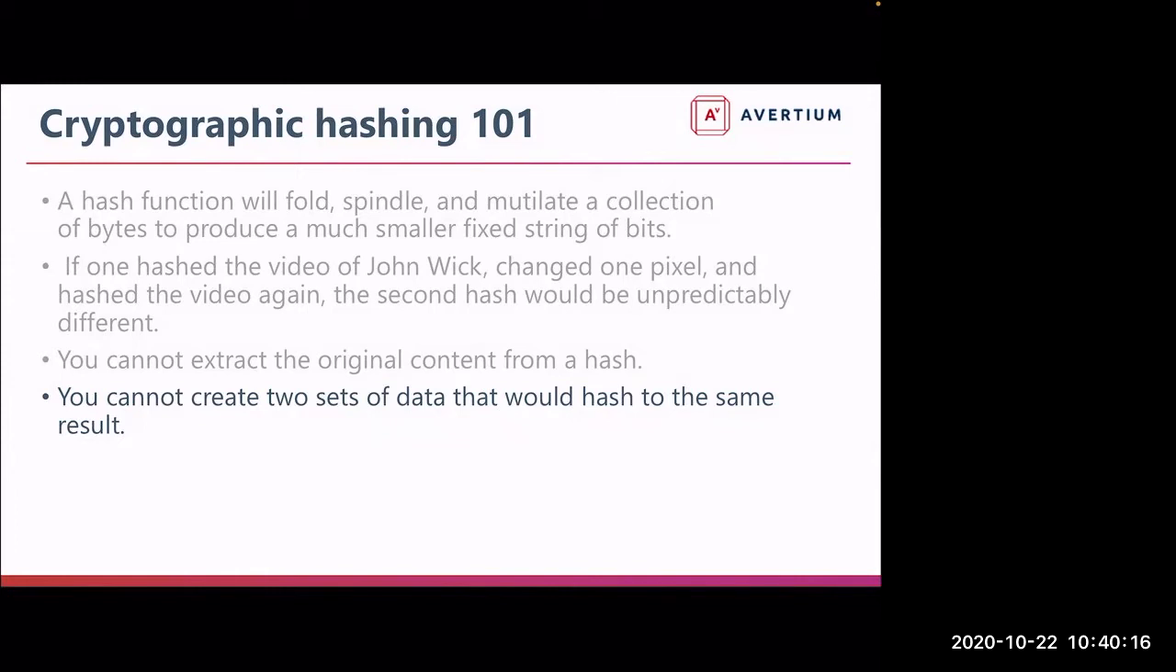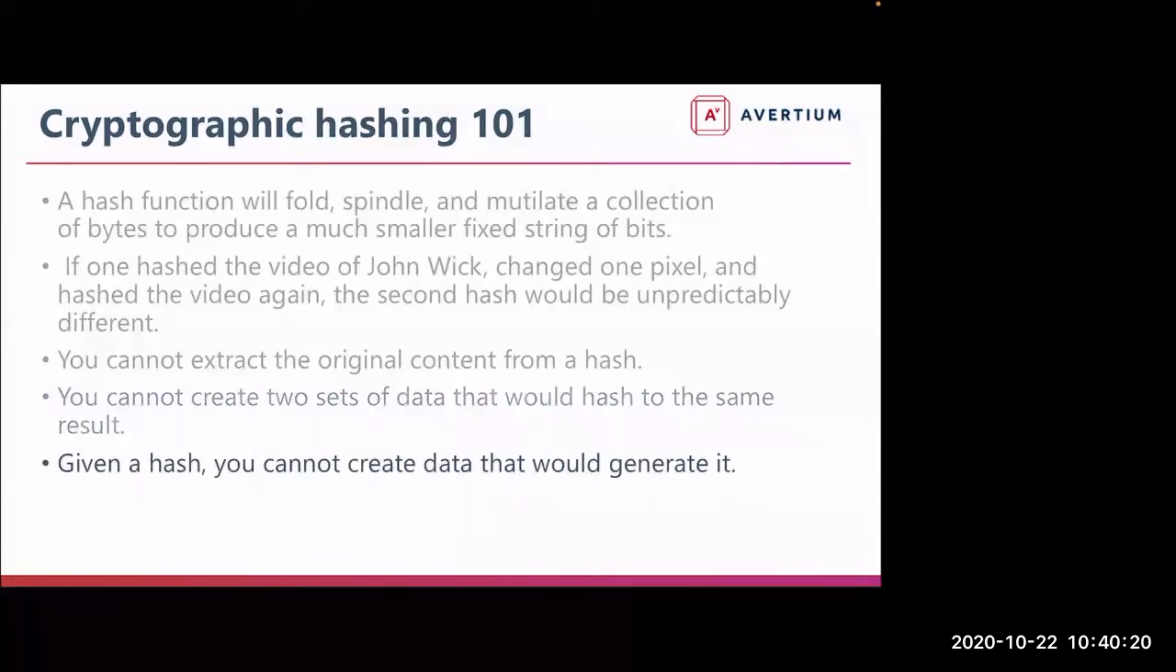And then the next item sounds at first like it's the same thing, but given a hash, you can't create data that would generate it. And that's called pre-image resistance. That's basically saying, here's a hash. Can I figure out some file that would generate that hash, even though I don't know what originally caused it? So these become 2 fundamental concepts.